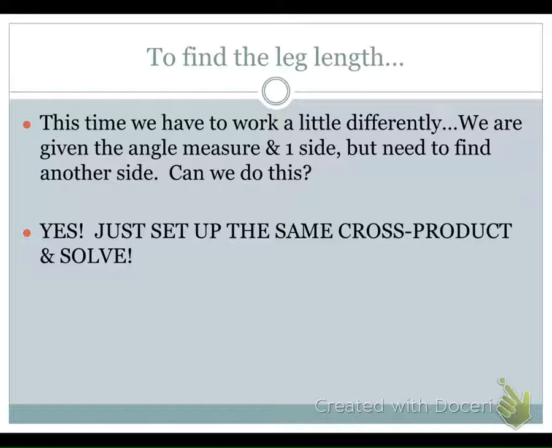So we see this time things are going to work a little different. We are going to be given the angle measure and a side, and then we have to find the missing side. So what goes in your blank is angle measure. Another one is one side, and then we'll have to find another side. So your blanks are angle, 1, and side.